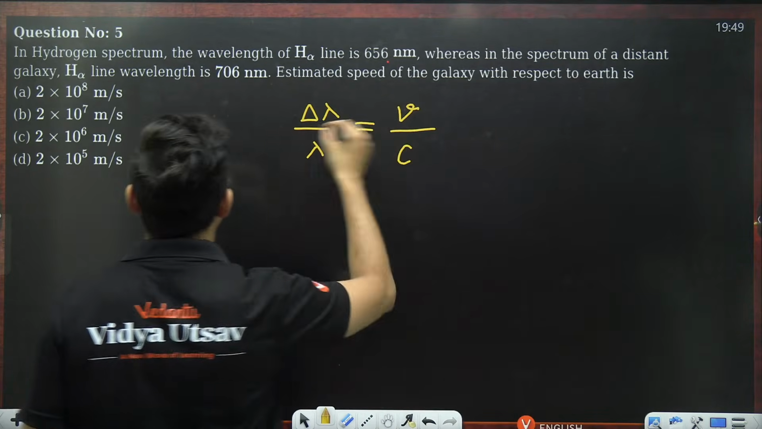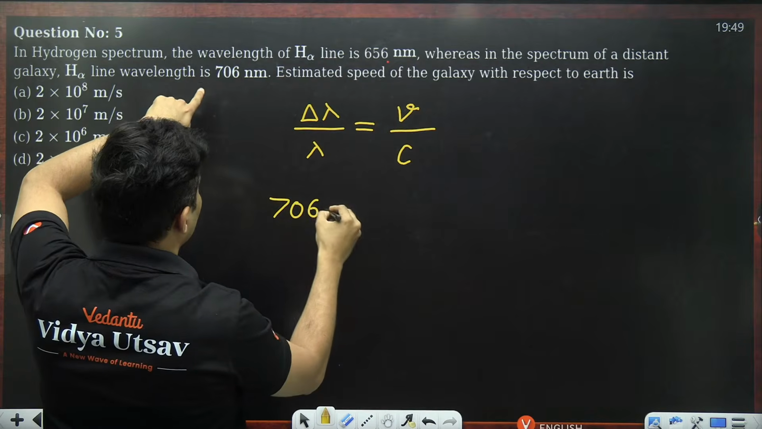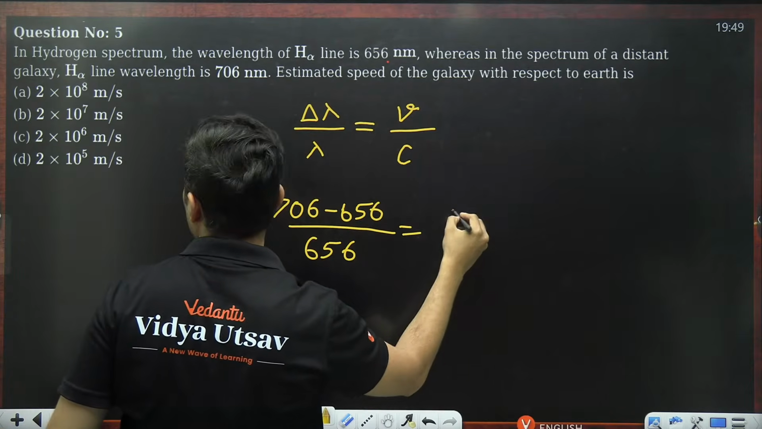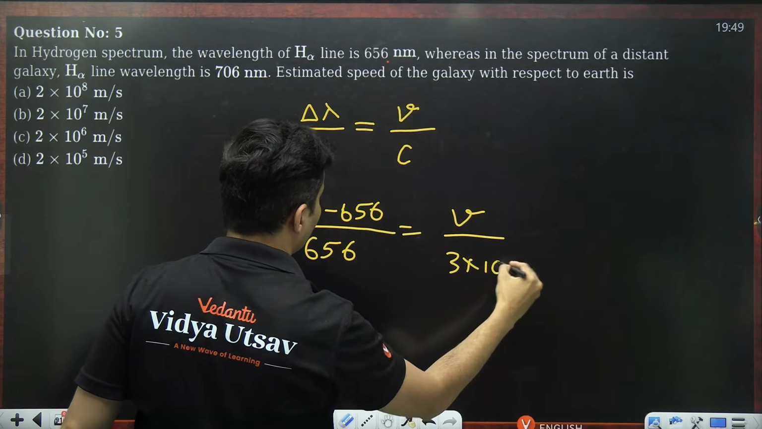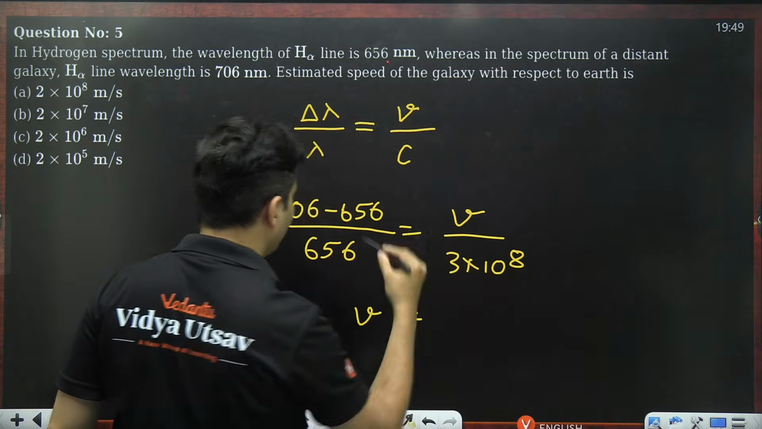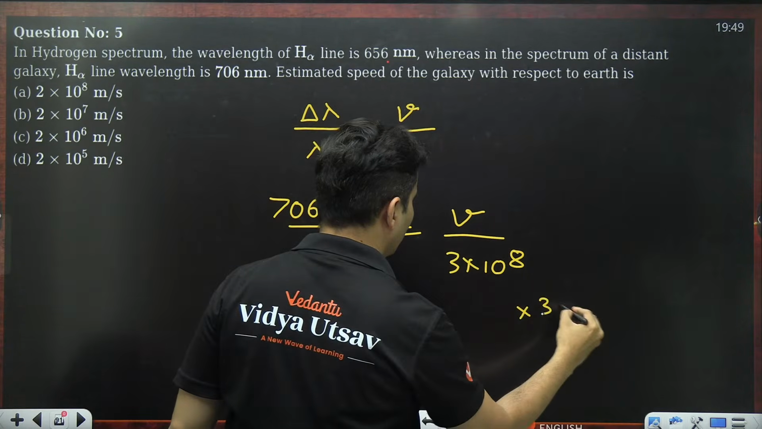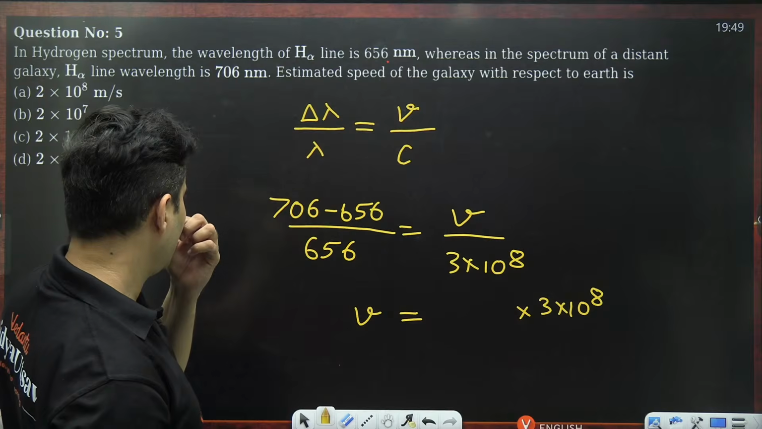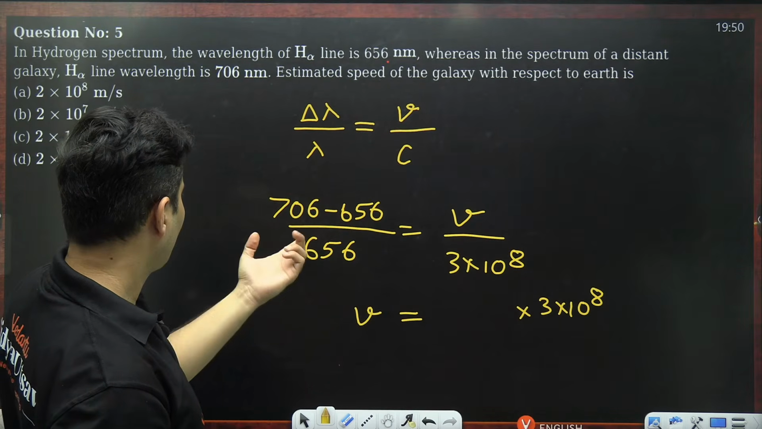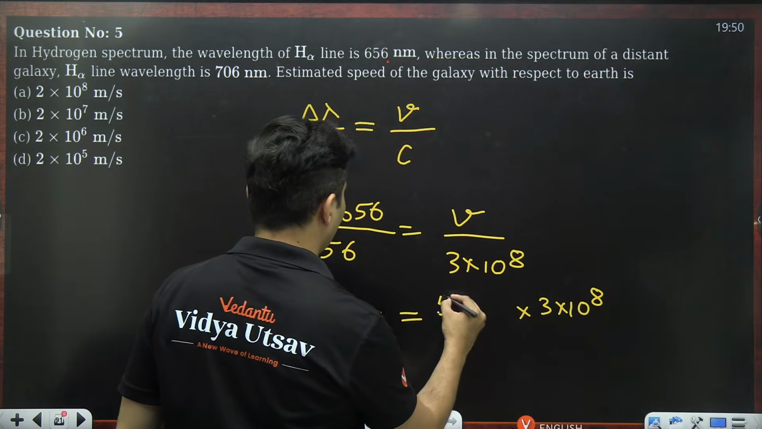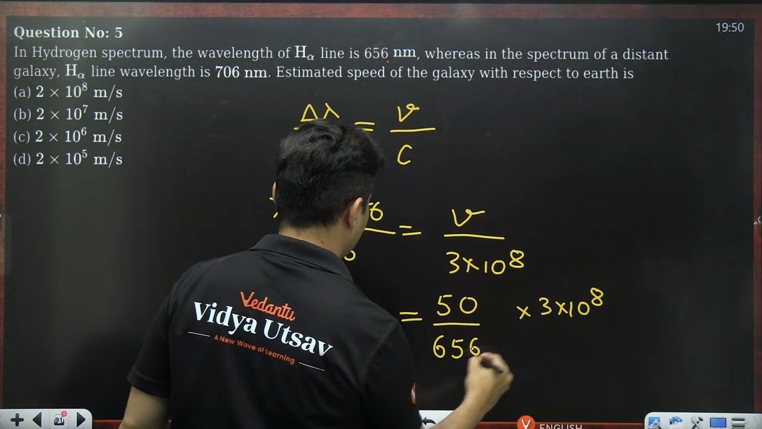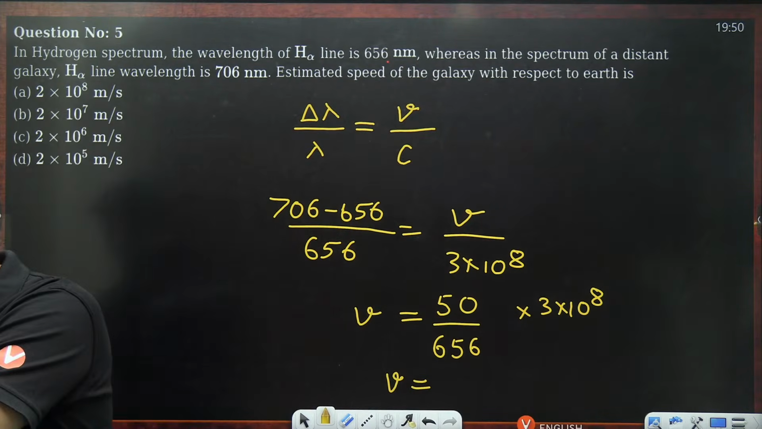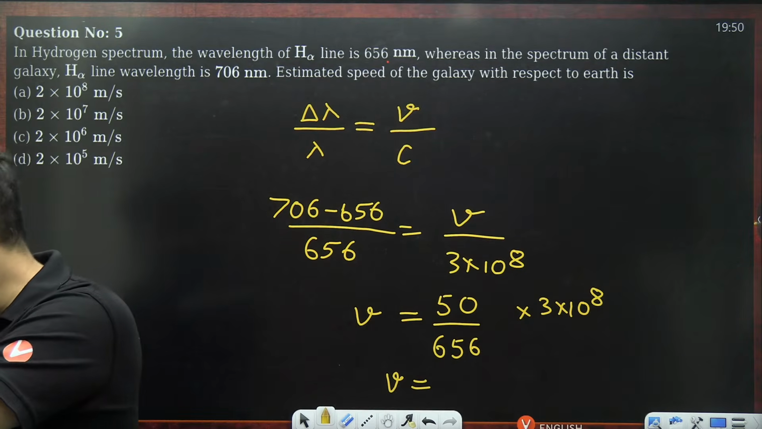It is very funny. So delta lambda means 706 minus 656 upon the original, which is 656, equals speed upon 3 into 10 to the power 8. So calculate this value and tell me how much you are getting. So 706 minus 656, correct? So this should be 50 and this should be 656. Check this out and tell me how much answer you are getting. Come on, my dear warriors, let me know quickly in the chat box.